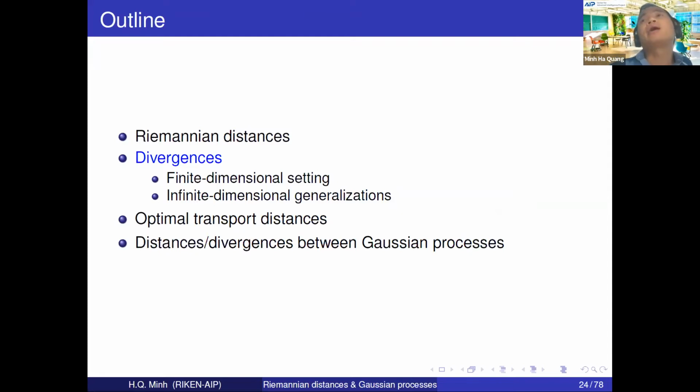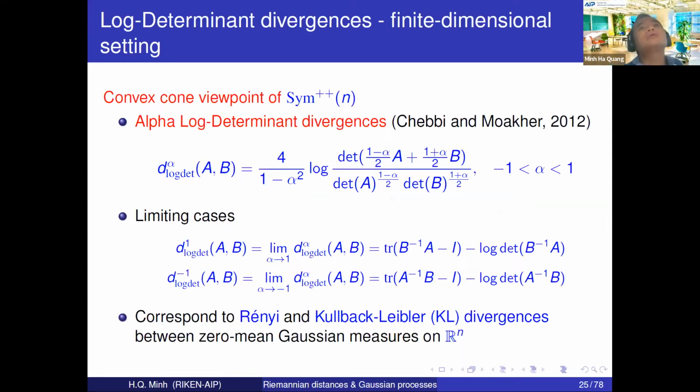Now we also have divergences. That's also the open convex cone viewpoint with the set of SPD matrices. Using this, we can define the log-determinant divergences. We have several families of divergences. This one is commonly called the alpha log-determinant divergences, parameterized by a parameter alpha, given by this formula. But this is in general not symmetric. It's only symmetric when alpha is equal to 0.